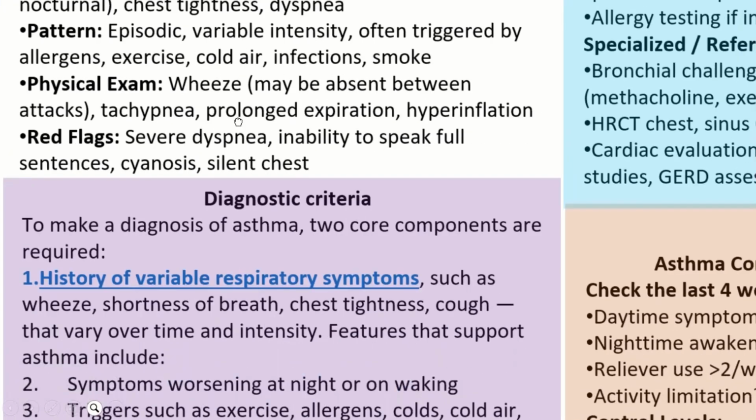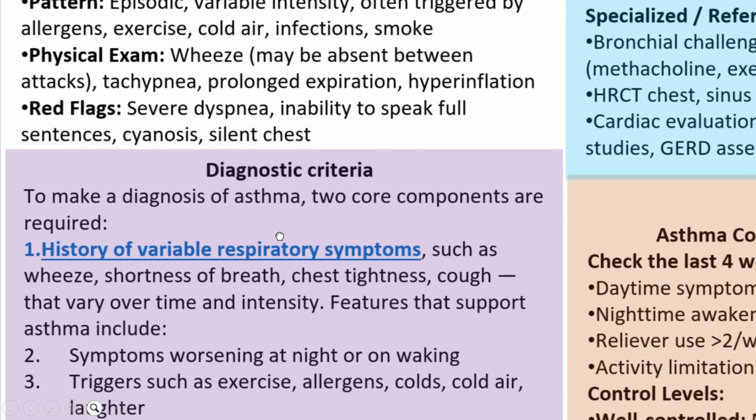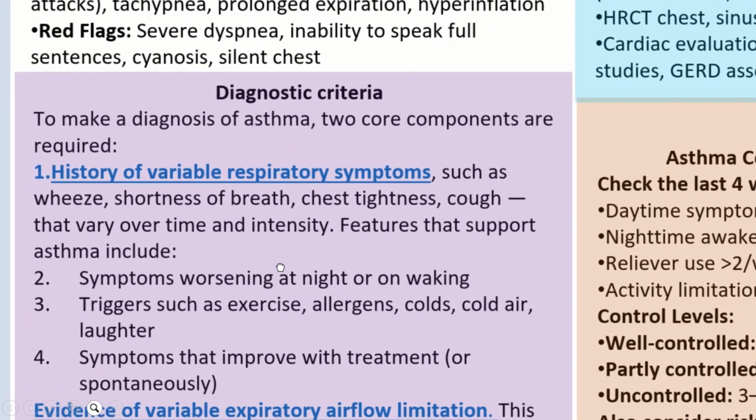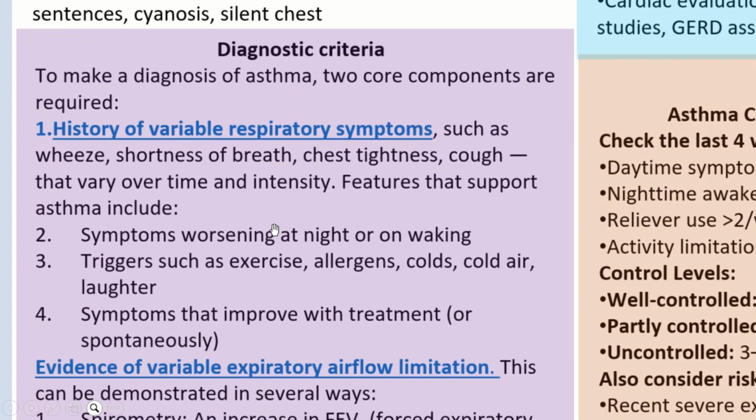Then we have the diagnostic criteria. To make a diagnosis according to the Global Initiative on Asthma, the GINA, you're going to require two components. That is a history of variable respiratory symptoms, which means the symptoms are on and off, they're episodic, or they have different intensity, they are varying over time. And then you need to have evidence of variable airflow limitation. Once you have these two, you can make a diagnosis of asthma.